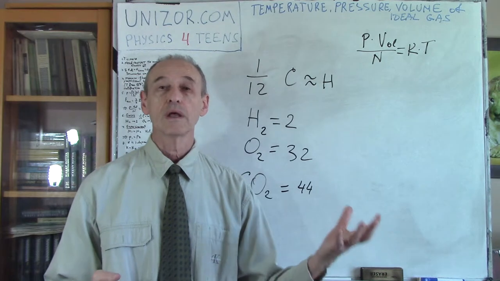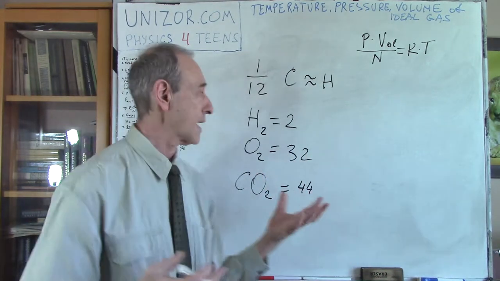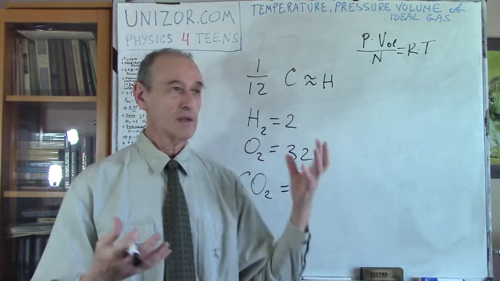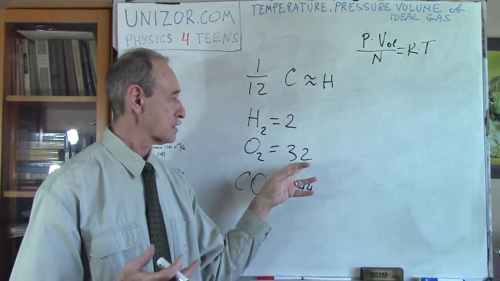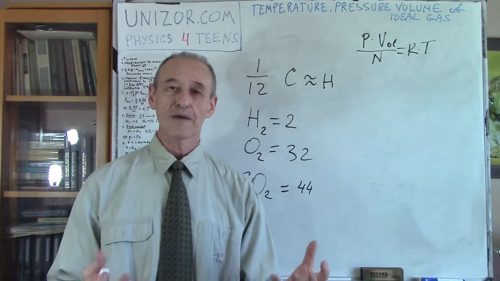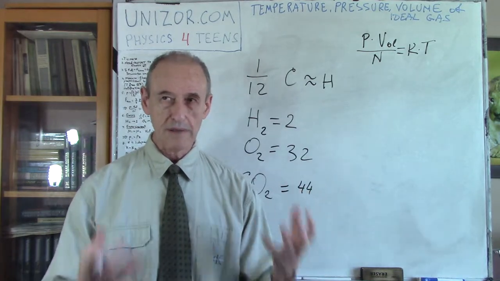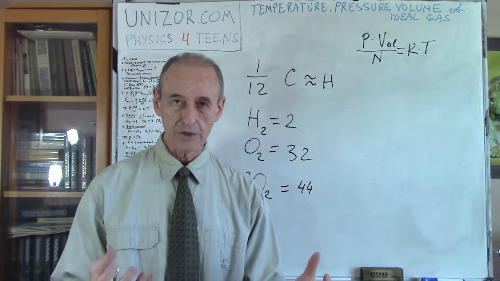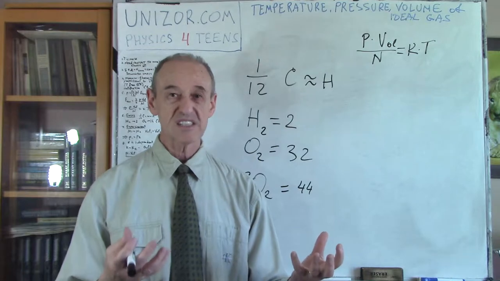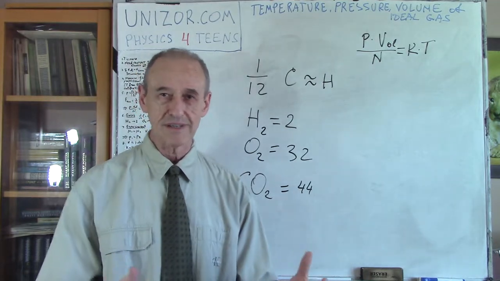hydrogen is 1/16 of the mass of oxygen, then the number of molecules will be the same, right? Am I right or not? If I have the same number of molecules, then the total weight of hydrogen will be 1/16 of the total weight of oxygen. Whatever I said before, that's the right thing, right?